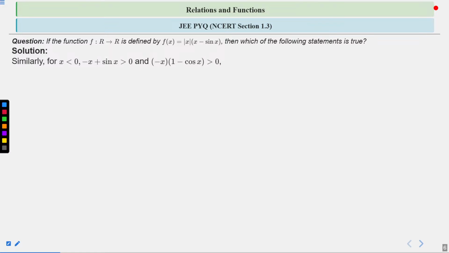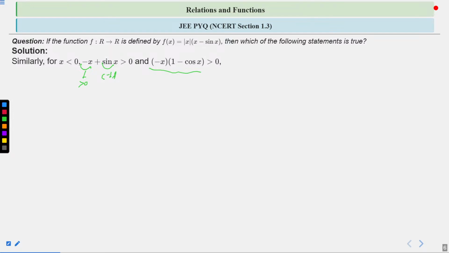Similarly, when x is less than 0, and when you see f dash x, you can see that minus x plus sin x is greater than 0 always, right? Because minus x plus sin x is greater than 0, and minus x into 1 minus cos x is greater than 0 when x is less than 0. See, x is less than 0, so minus of x will be greater than 0, right? And sin x is always between minus 1 to 1, right? So overall this function will be greater than 0, right? And also this function will always be greater than 0.